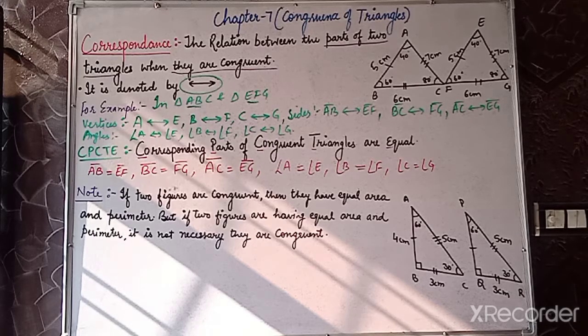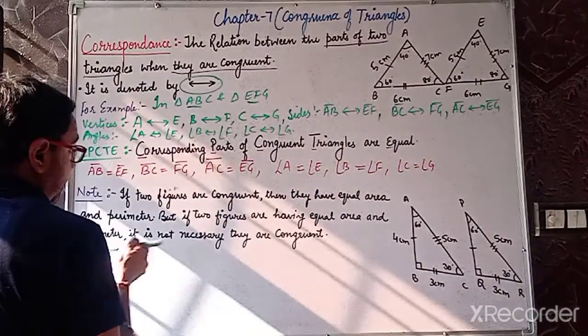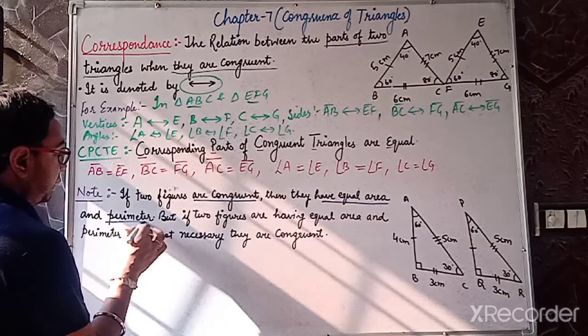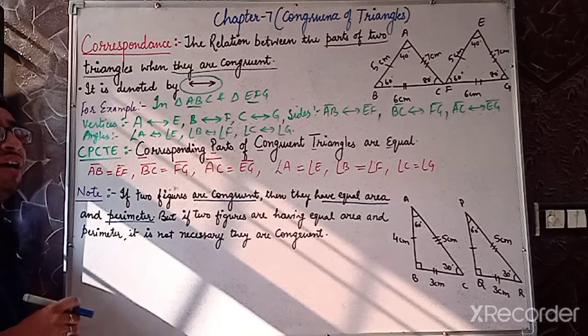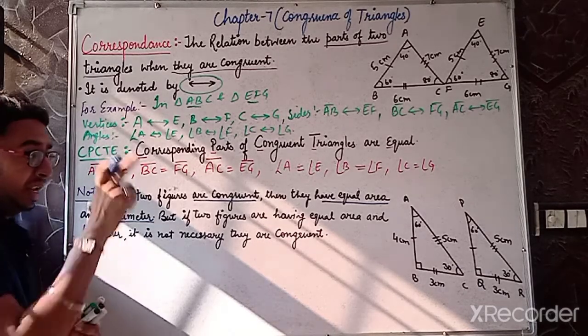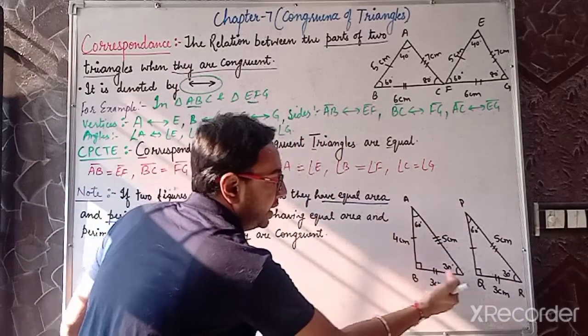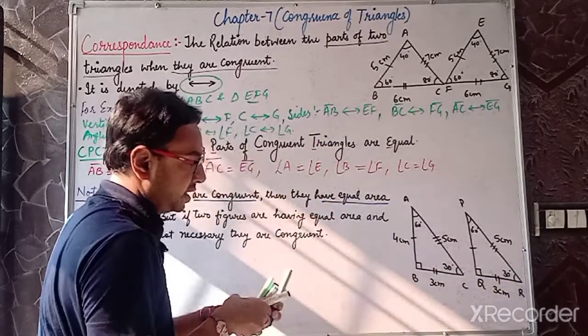Very important note. If two figures are congruent, very important, let's see what it means. If two figures are congruent, then they have equal area and perimeter. Very important. If two figures are congruent in nature, we have to say that they have equal area and perimeter. Let's see, are these two figures congruent or not? 60, 60, 90, 90, 30, 30, 4, 4. Let me write here 4, it's 4 only.